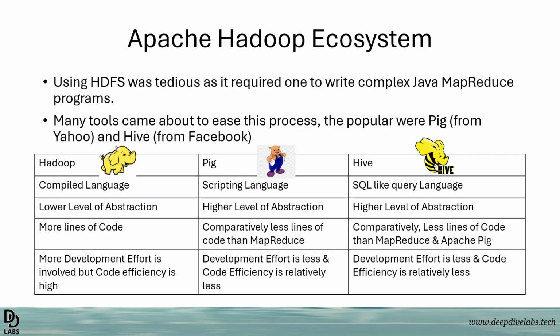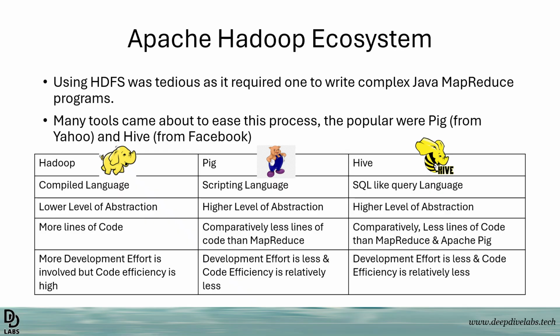So this table sort of shows you the difference between Hadoop, Pig and Hive. Hadoop is a compiled language, so it's a much lower level of abstraction. In order to write code for doing data processing in Hadoop itself, you needed to write a lot of lines of code in Java. More development effort was involved, but code efficiency was very high.